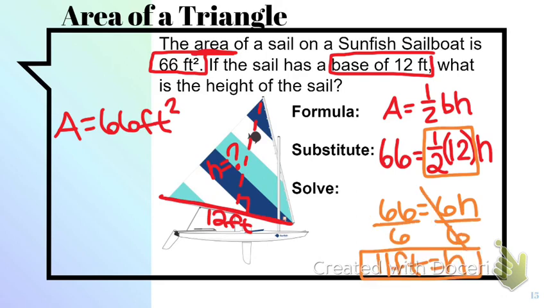So notice I have divided both sides of this equation by 6 to isolate the variable, and 66 divided by 6 is 11. You need to be very careful not to put feet squared on this. I'm not looking for the square units that cover, I'm looking for a length, which is the height. So this is just 11 feet.